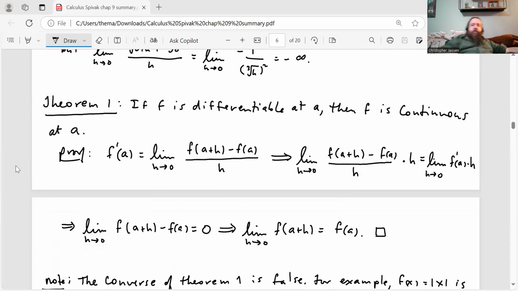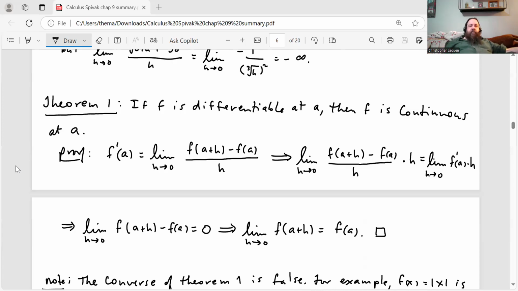Okay, we have a theorem. If f is differentiable at a, then f is continuous at a. Differentiability is a stronger condition to impose on a function than just continuity, which is nice. It means that differentiable functions are sort of nicer to study than just continuous functions, just like continuous functions are nicer to study than just general functions.